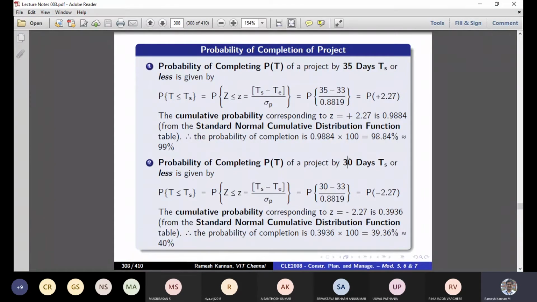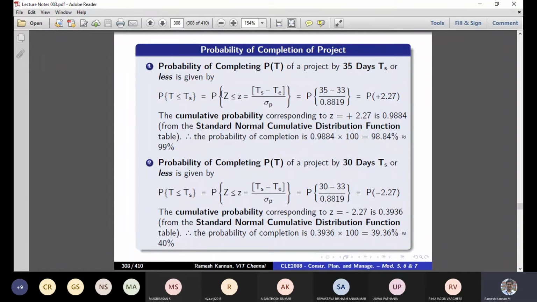But sometimes a client asks, what is the probability that you can finish it in 30 days? So 30 days is 30 minus 33, divided by the standard deviation, which comes to a negative value, minus 2.27. If you find that in a Z table, it is 0.3936, which is approximately 40%. So the probability of completing this particular project in 30 days is just 40%. You cannot go beyond that. This is a very interesting thing, and for this, you really need to understand the Z table.